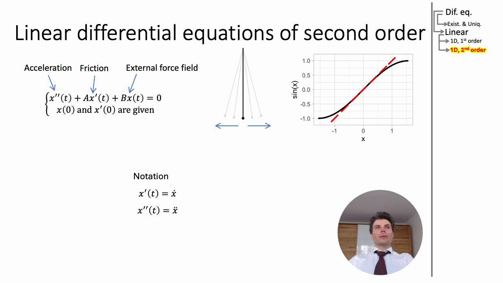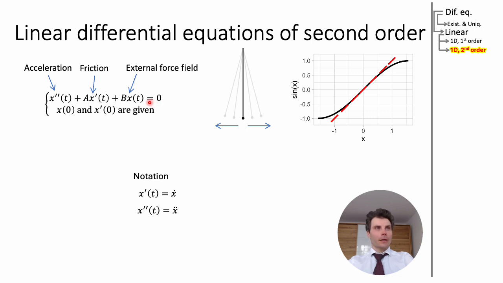Linear differential equations of second order. Here is the general shape of it. It has the second derivative of the unknown function, the first derivative of the unknown function multiplied with a certain coefficient, the unknown function itself, and this all equals 0. Well, this equation can be complicated.